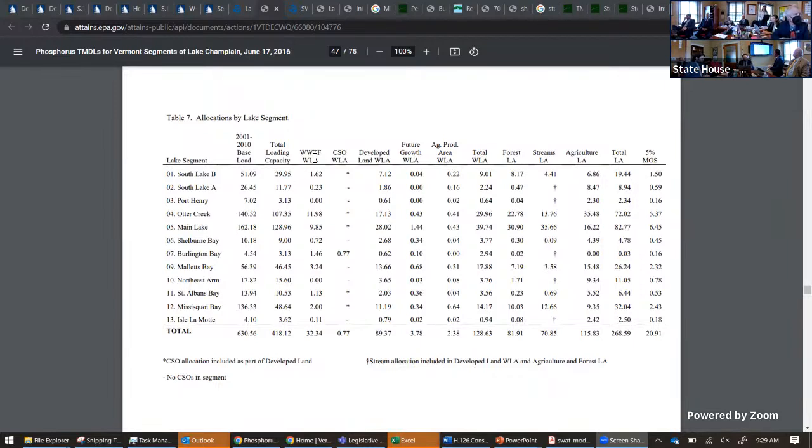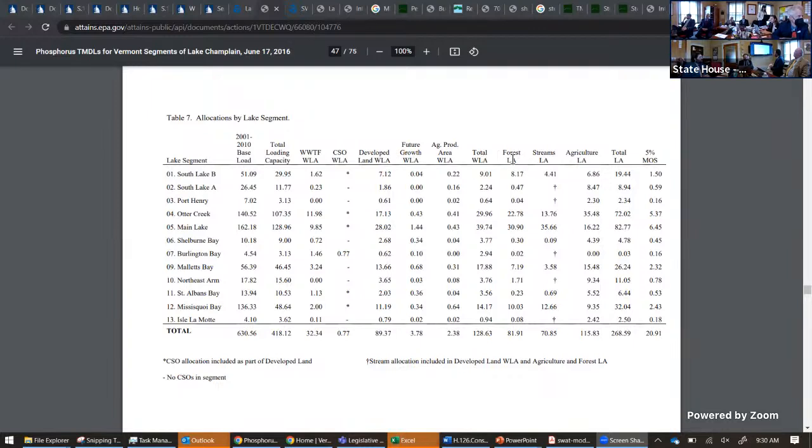So what we have here are a bunch of different categories that are given an allocation, what the base load is and what the loading capacity is within the lake segments. And then the wastewater treatment facilities, the combined sewer overflow, the developed lands, which includes roads and residential stormwater, the allocation for future growth within the developed areas, and then the agricultural production areas. So these wasteload allocations are all the point source, whether permitted or whether a permit program applies or sub-jurisdictional. But you'll notice that the agricultural production areas are separate from the developed lands wasteload allocation.